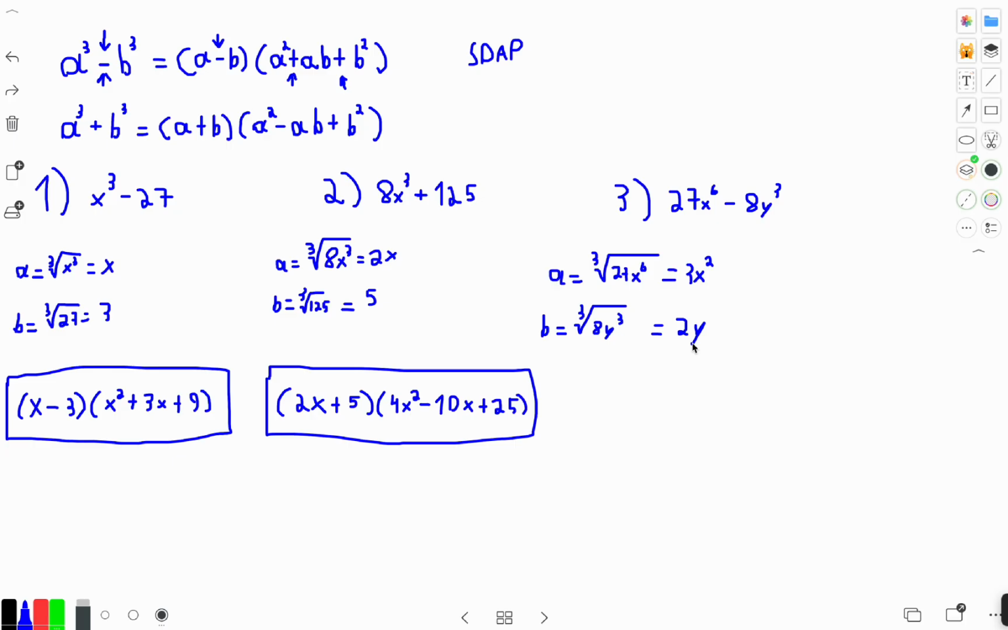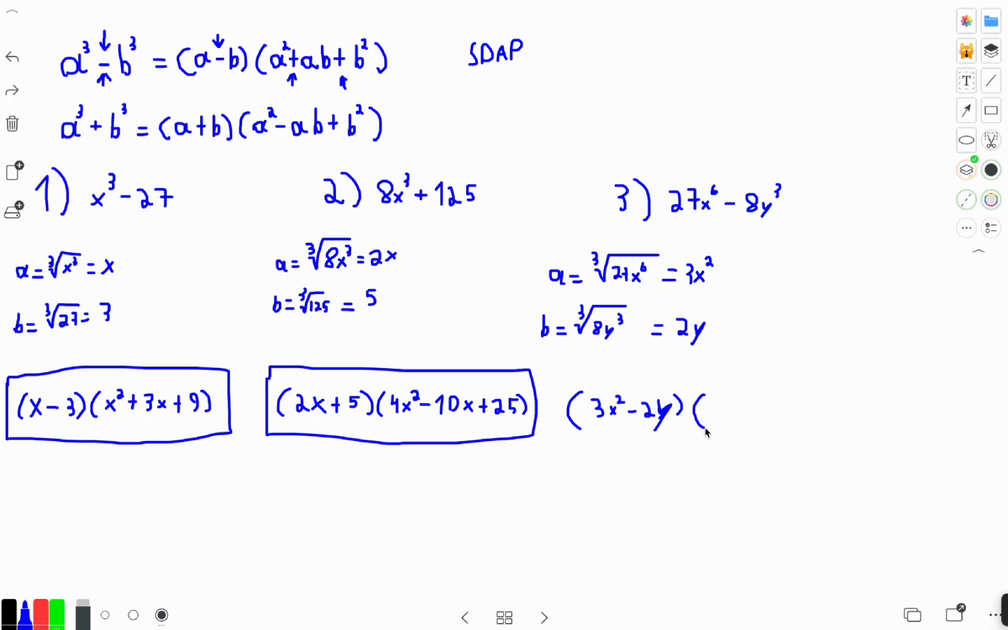Okay, so I hope you guys are getting the hang of identifying the a's and the b's. The next step would just be to apply the formula. And notice how we have the difference of two cubes, just like we did in the first example. So first we're going to have a minus b. So we have 3x squared minus 2y. We're using the first letter in the word soap, which is s, and that means same. So we have the same sign as the original problem.